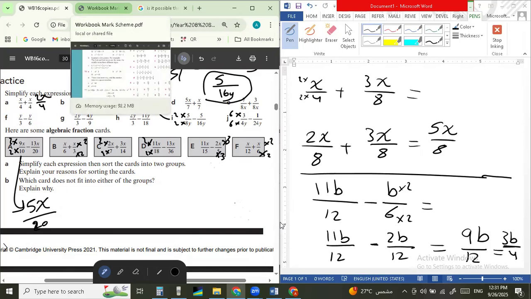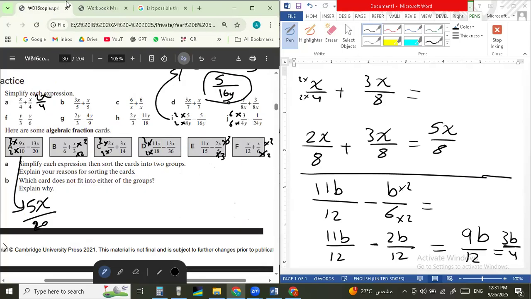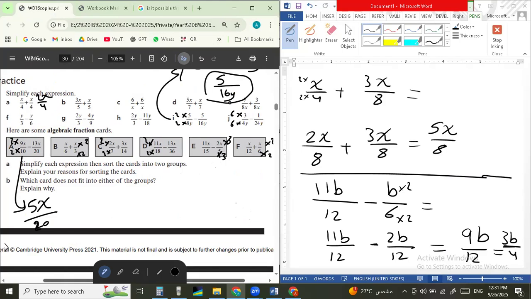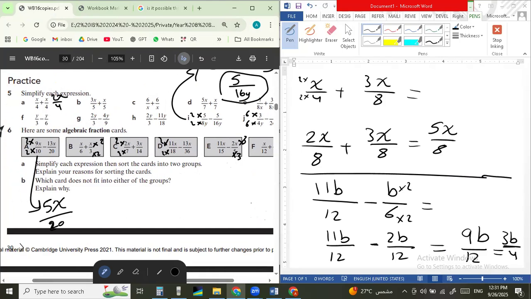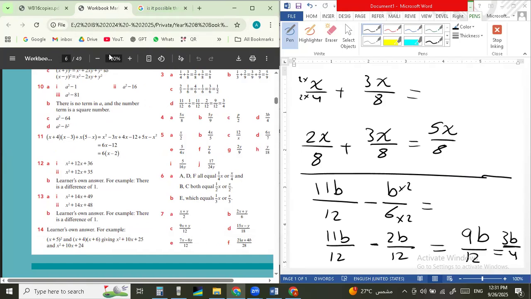Let's go to the answer key just to save some time. It was question what? Question 10, second, 6A. Question 6A in lesson 2.5.